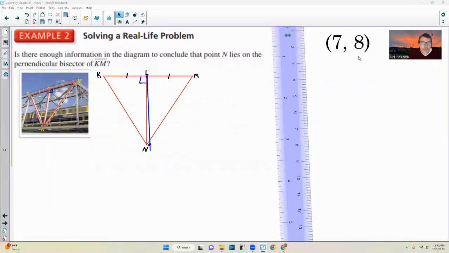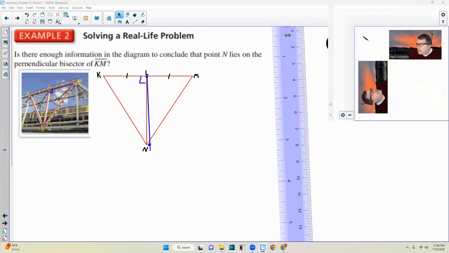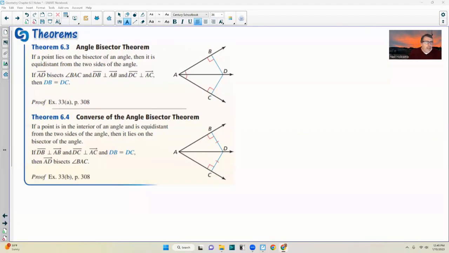Okay, so now you should be able to do problem number 7 and 8 from the problem set. Okay, a couple more theorems here. Theorem 6.3 is the angle bisector theorem.